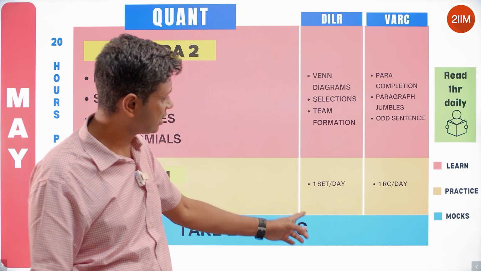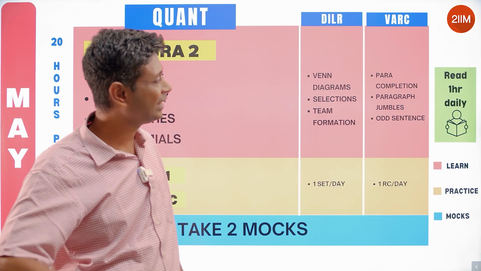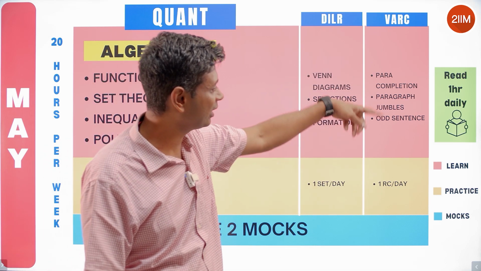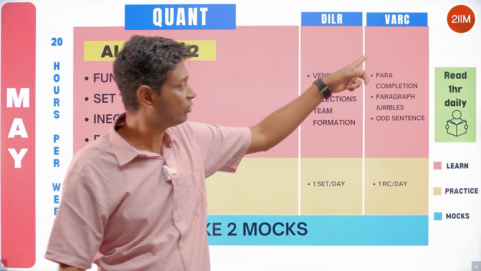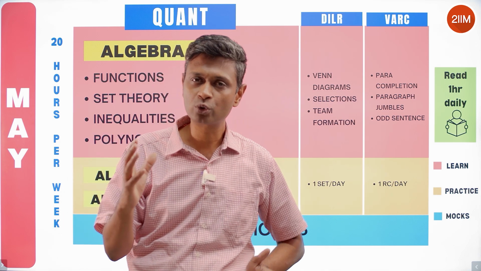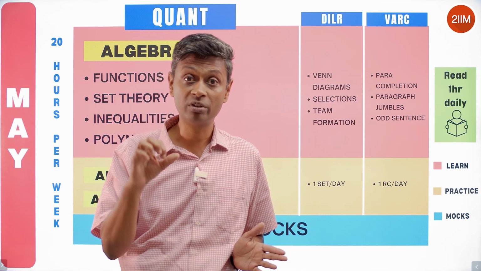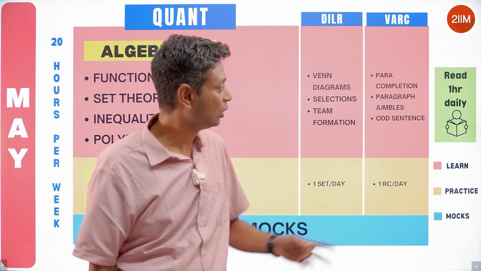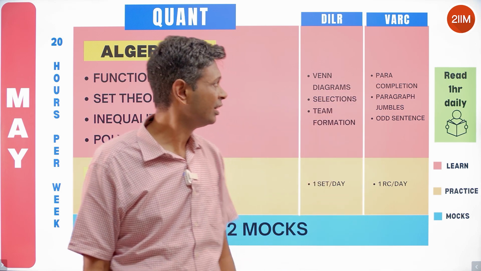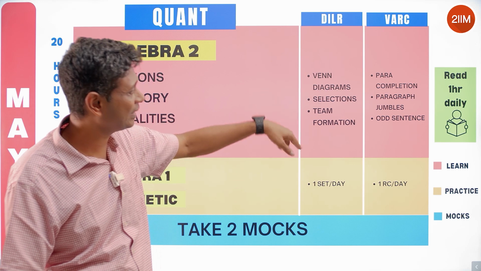By now, we are up to one set per day, one RC per day. And now we've added all the VA templates. You don't need a ton of practice for this, but you need to start getting exposed to it, you need to speak the language. What is para jumble? What is sentence elimination? What is para summary? Those parts are important. Here, finishing off the other standard templates.